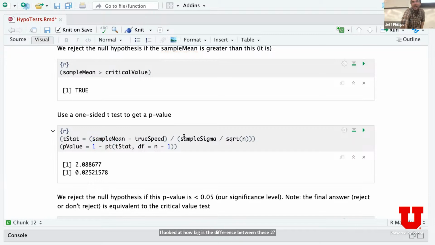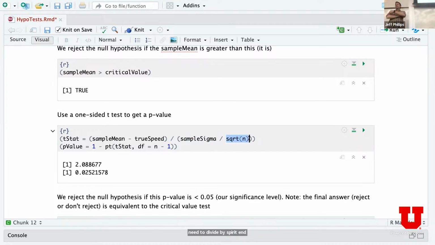And then I said, well, I want this to be normalized. I didn't know what the units of that was, so I normalize it by my guess of the sample sigma. This is my estimation of the standard deviation of the distribution I sampled from, and then I took n observations. So for the mean statistic, the sample mean, I need to divide by square root n.